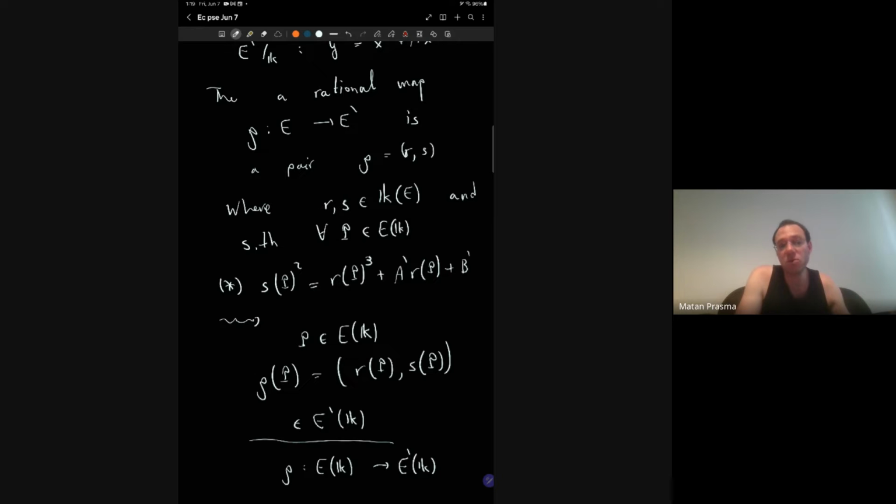Quick question. Do they have the same order? Not necessarily, no. You know nothing about them, they're completely general. The only thing you know is that they are defined over the same field. So the coefficients A, B, and A prime, B prime are in the same field K.